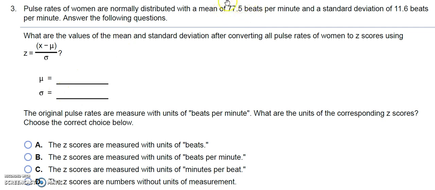So regardless of what these given numbers are, after converting everything to z-scores, your mean will be 0 and your standard deviation will be 1. And this is about the units of the z-score. Z-score basically doesn't have a unit, because it's a number that tells you how many standard deviations a certain score is away from the mean. So you would mark D.